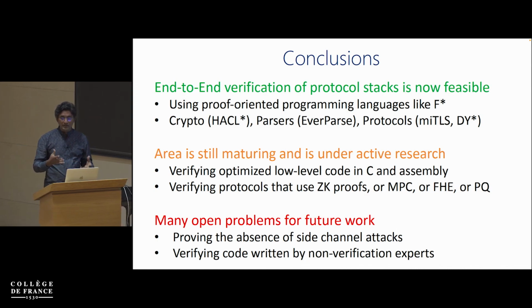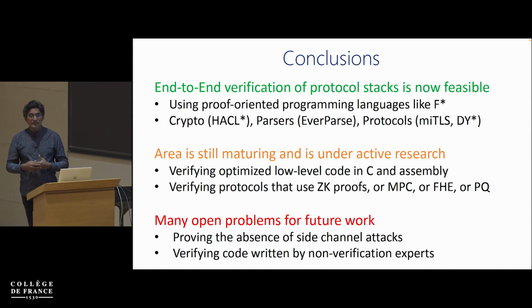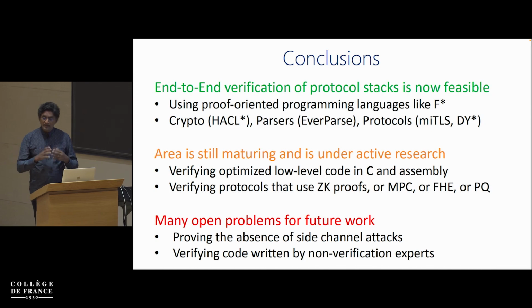In fact, there are many questions that people are wrestling with right now. One of them is that, okay, you can verify something like MeTLS, but how slow is it? How fast is it? Can you make all of this code run super fast in assembly and still have it verified? How can you deal with concurrency, for example, in a nice way? And this is all under active research, and there are many groups working around this in F star and outside.